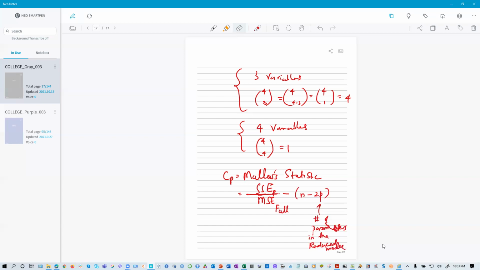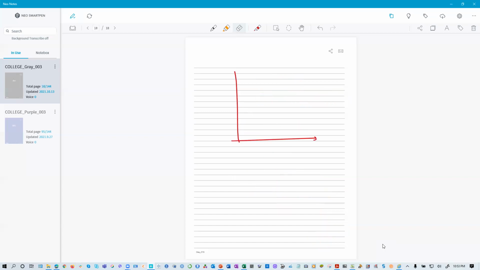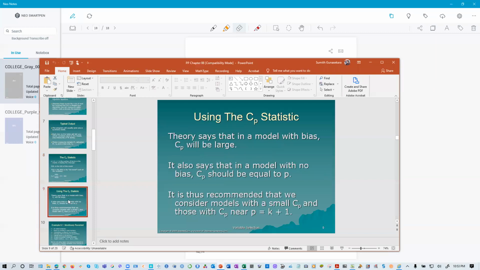See, they say that if you draw CP versus P, the graph is going to be a straight line. That's what they say here about CP. Theory says that in a model with bias, CP will be large. It also says that in a model with no bias, CP should be equal to P. If there's no bias, CP should be equal to P.